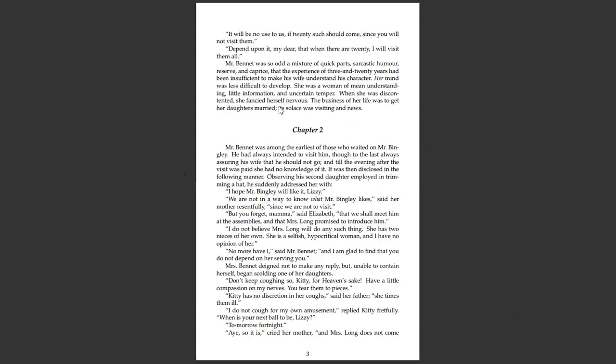Mr. Bennet was so odd a mixture of quick parts, sarcastic humour, reserve, and caprice, that the experience of three and twenty years had been insufficient to make his wife understand his character. Her mind was less difficult to develop. She was a woman of mean understanding, little information, and uncertain temper. When she was discontented, she fancied herself nervous. The business of her life was to get her daughters married. Its solace was visiting and news.